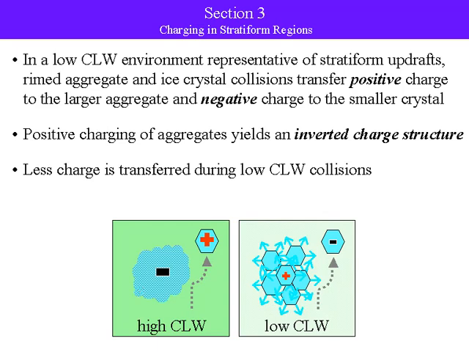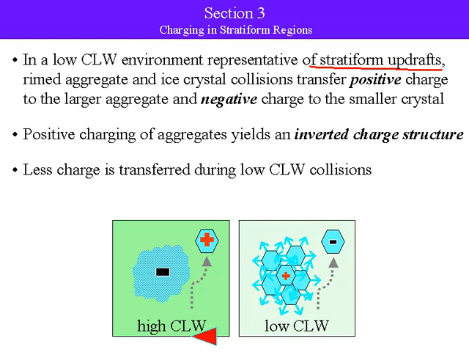So here we talk about the charging in a low cloud liquid water environment because that's the type of environment we expect to find within the stratiform region of an MCS. Now, Takahashi and others in their cloud chamber studies back in the 70s found that in a low cloud liquid water environment, which would be representative of stratiform updrafts, whenever we have rimed aggregates colliding with the smaller ice crystals, the aggregates actually take on a positive charge and the smaller ice crystals take on a negative charge. And this is the opposite charge structure that we found within the convective core, remember, in the typical summer thunderstorm when we have a high cloud liquid water.